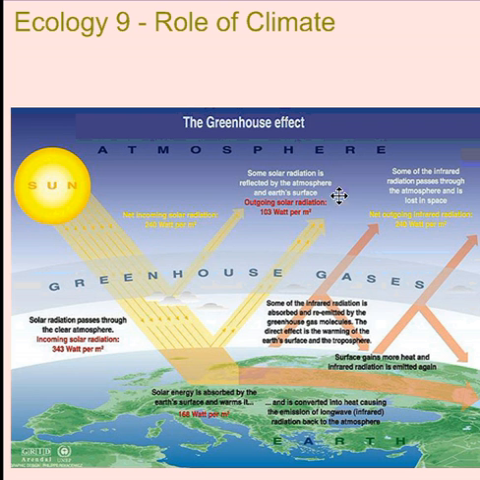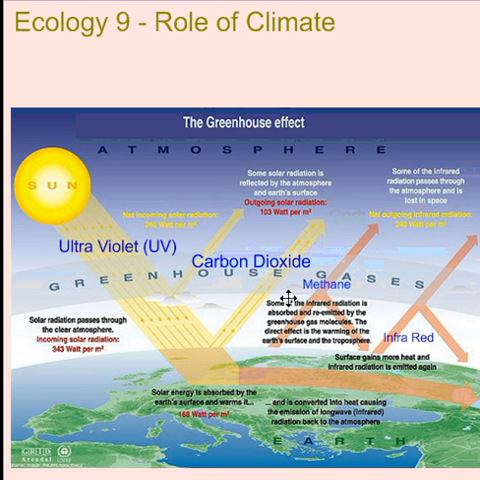Here again we see the same idea. The ultraviolet energy coming from the sun goes easily right through the atmosphere, but the infrared heat energy gets trapped. The main greenhouse gas is carbon dioxide, but there's others. Methane, water vapor are other examples of greenhouse gases which are trapping that heat energy.